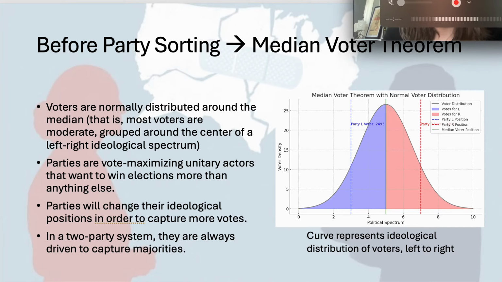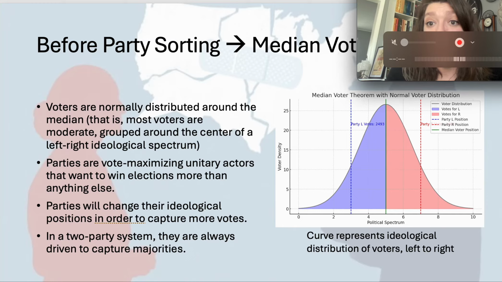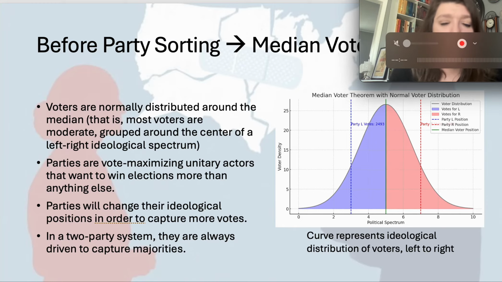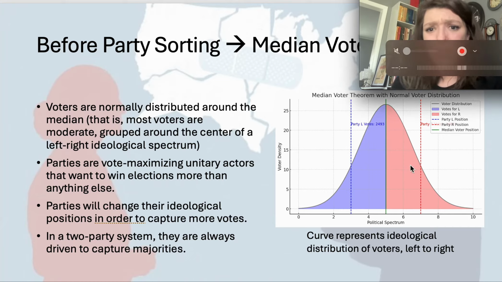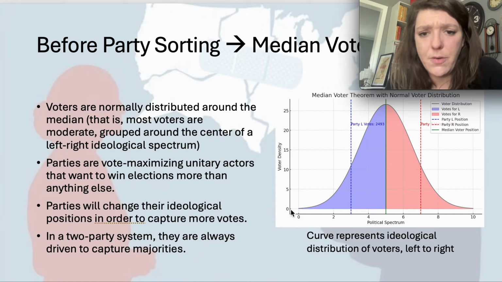Before party sorting, the assumption was this median voter theorem. The median voter theorem assumes that voters, so normal people like you and me, are normally distributed, all right? Some people have extreme views, all right? So I'll go to the chart. Some people are on the fringes, all right? They're way over here. They're super, super liberal.